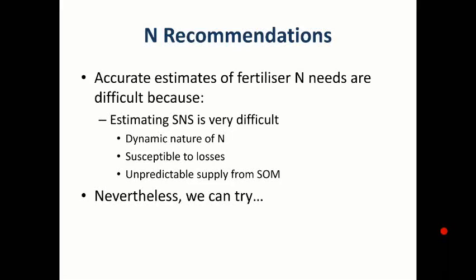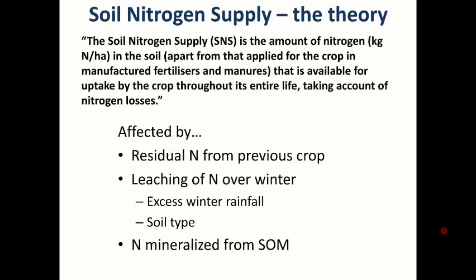So we try and estimate soil nitrogen supply. Soil nitrogen supply is the amount of nitrogen in the soil, apart from that applied for the crop in fertilizers and manures, that is available for uptake by the crop throughout its whole life. It's affected by things like residual N, so how much nitrogen was left over after we harvested the last crop, and how much N has been leaching. Just like I mentioned, leaching of N over winter has probably started already, a month or more ago this year because of our heavy rainfall, and that's linked to excess winter rainfall and soil type.